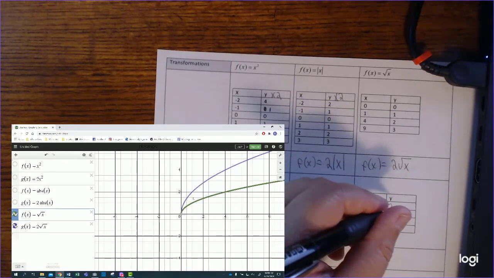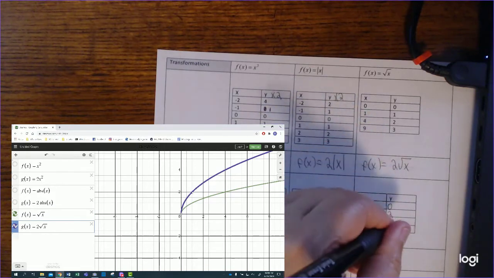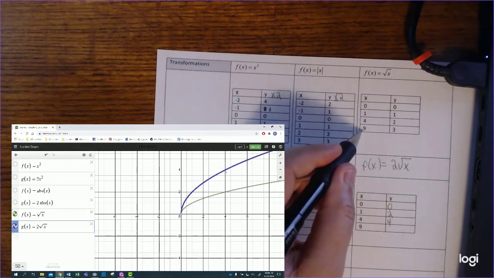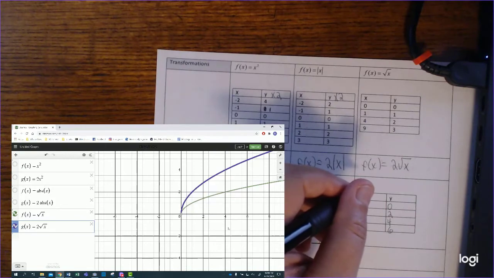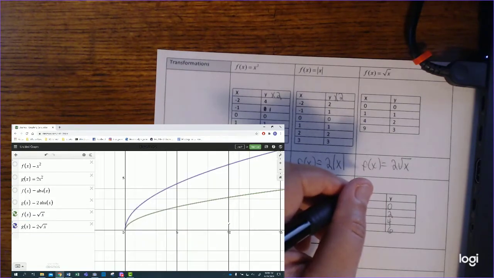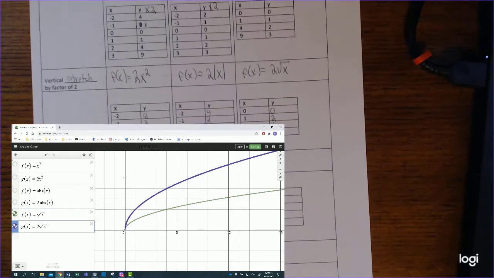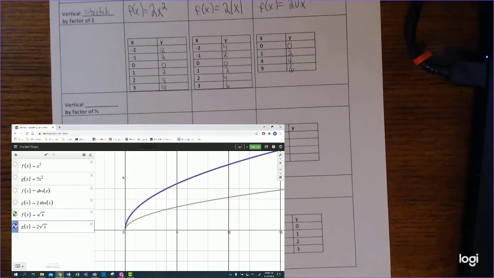Here's (1, 1). Here's (1, 2). That worked. We have (4, 2). Well, now we're going to have (4, 4). Yep, there it is. We have (9, 3). Well, now we're going to have (9, 6). So the y coordinates are changing by a factor of 2, and here's (9, 6) right here. So that's vertical stretching by a factor of 2. All right, now what happens if you have a fraction?